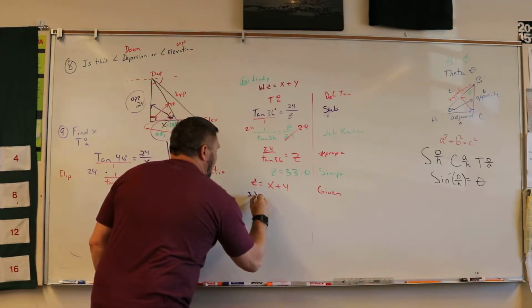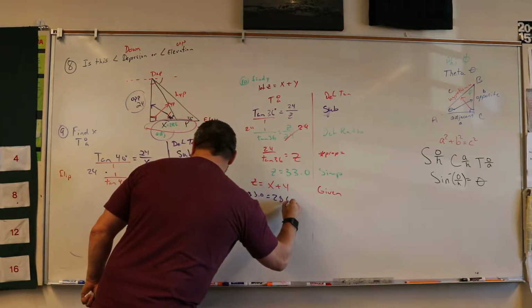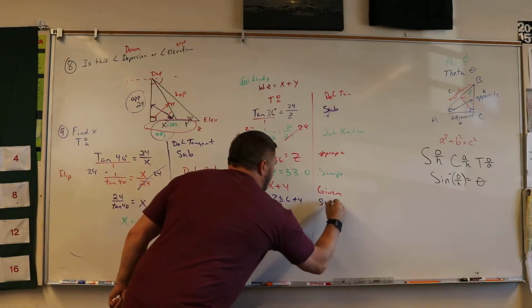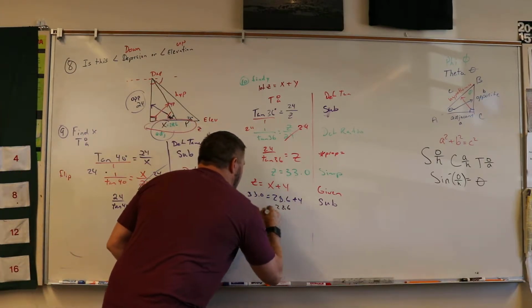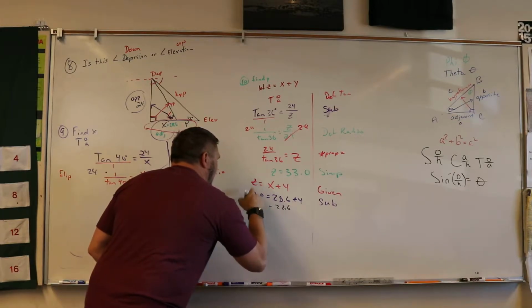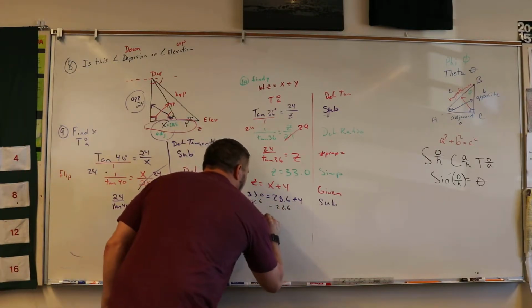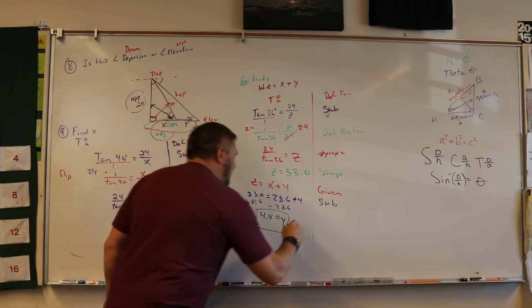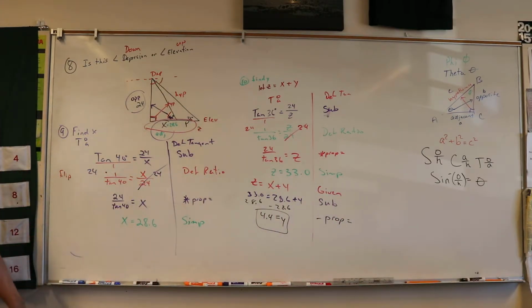So z is 33. And x is 28.6 plus y. And so then that's substitution technically. And then we're just going to subtract 28.6 from 33. And that would be 0.4 to 29. And 29 to 33 is 4. So that would be 4.4 is equal to y. Boom. Subtraction property of equality. Not bad, right?